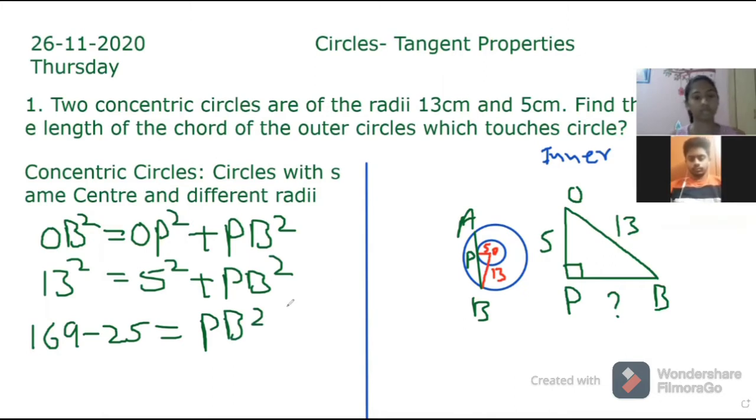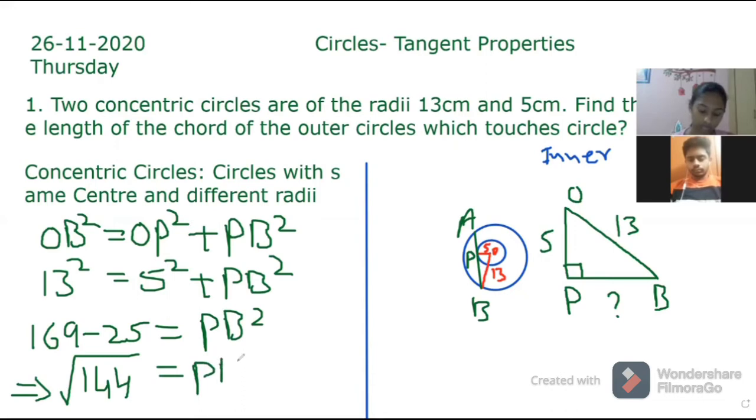Next, children, 169 minus 25. How much does it give? 144. This equals PB square, and when the square shifts it becomes root, which gives you the PB measurement. And root of 144 is how much? 12 centimeter. Now observe, my dear friends, we got PB as 12 centimeter.